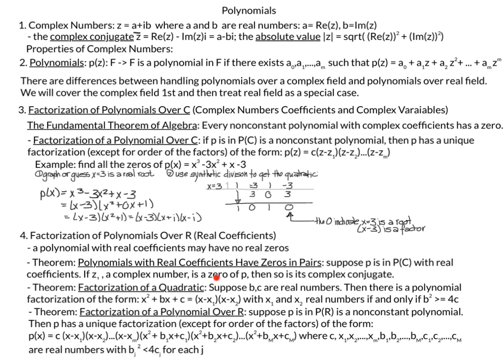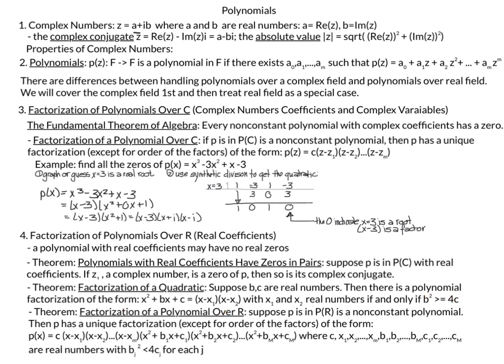We have this theorem of factorizations of a quadratic, which you are probably familiar with from middle school algebra. Suppose b and c are real numbers. Then there is a polynomial factorization of the form x squared plus bx plus c if and only if b squared is greater than or equal to 4c, because this is what goes under the square root in the quadratic formula you use to solve these quadratic equations. So if you're limited to the real numbers, then the polynomial has a factorization if and only if what is under the square root is nonnegative.